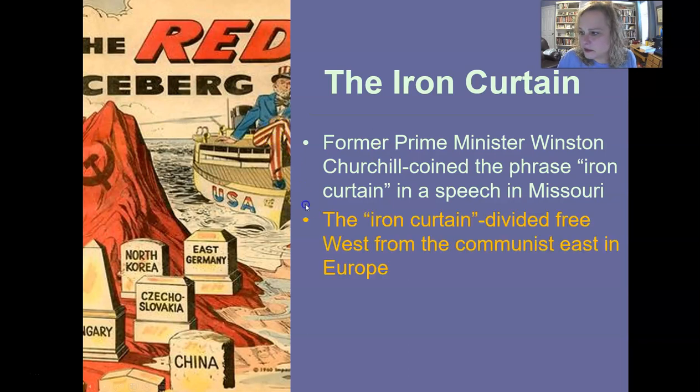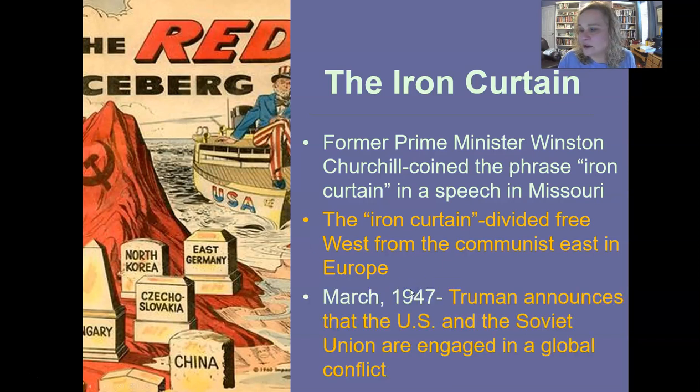But he comes to Missouri in the United States in March of 1947, and he delivers a speech to the American people that essentially illustrates that there was an iron curtain that had descended upon the European continent. And it wasn't obviously a real curtain. It wasn't a physical wall that separated them, but more of an ideological wall. And he was concerned about the rights of the people beyond that wall. And from that speech too, Truman announces that the Soviet Union and the United States are in a global ideological conflict.